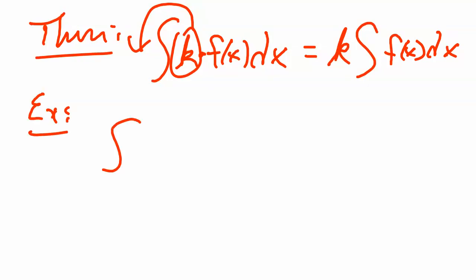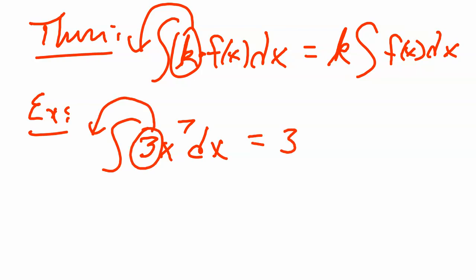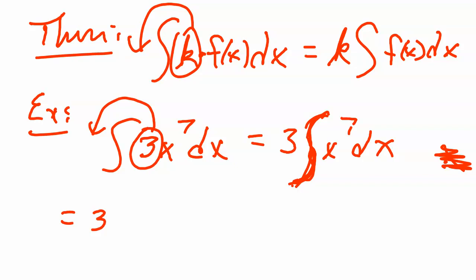If I have the antiderivative of 3x to the 7th power with respect to x, what I could do is take that 3 out in front by my theorem, so I can pull a constant out in front by multiplication. It's going to be the antiderivative of x to the 7th with respect to x. And then that's going to be 3 times whatever that antiderivative is, and what it ends up being is x to the 8th divided by 8.